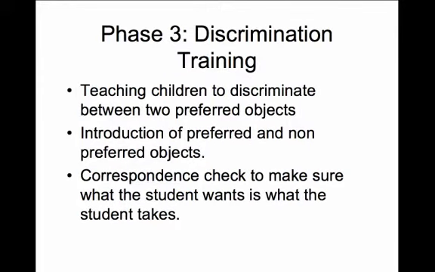Phase 3, discrimination training. The child is taught to discriminate between 2 or more objects. The trainer gradually introduces prompts that are non-preferable, general, and finally specific. The trainer conducts a correspondence check to ensure the student learns to identify exactly what they want.